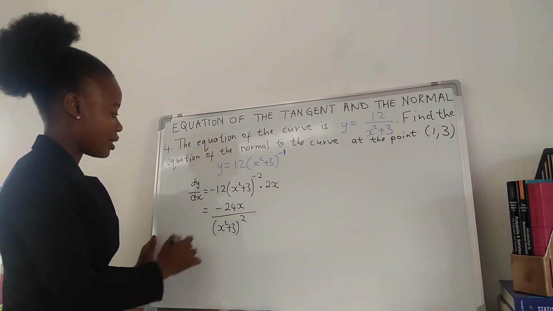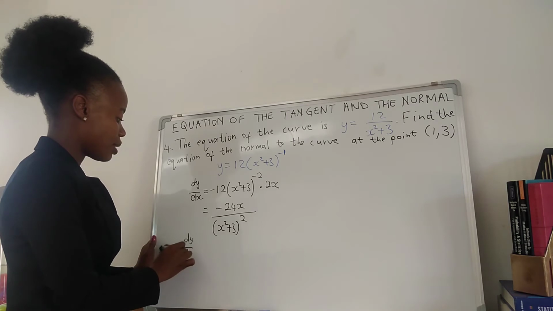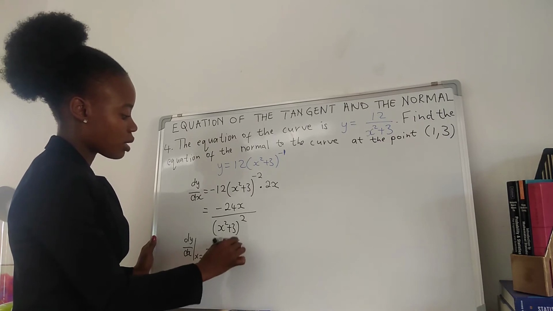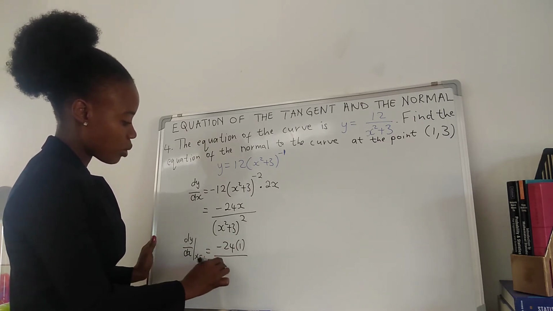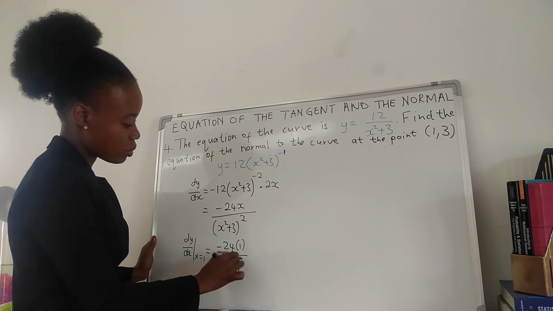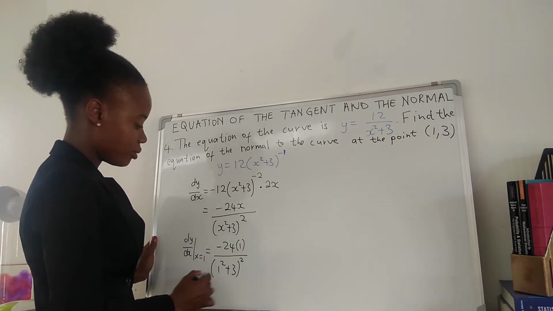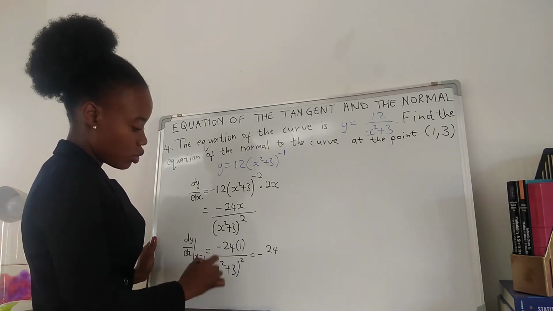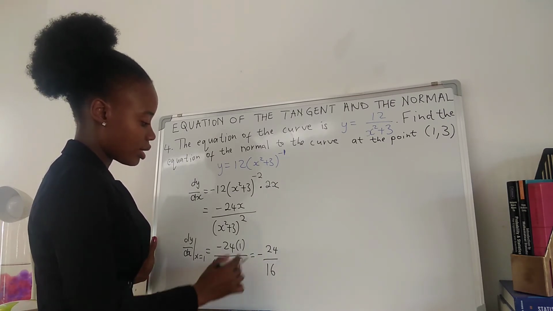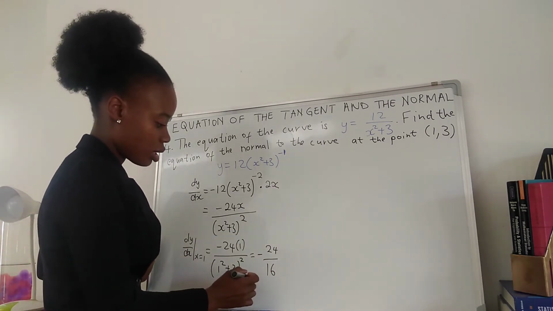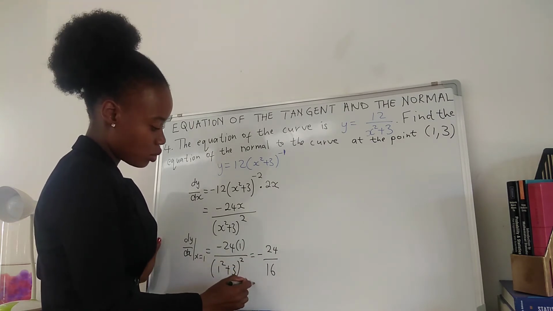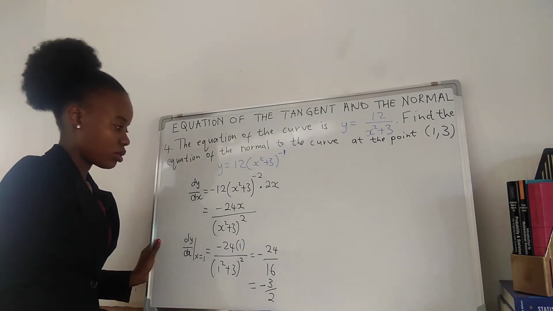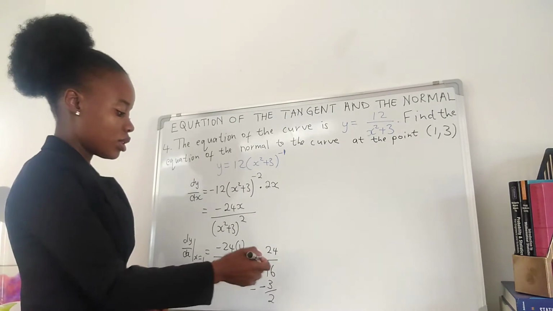Okay, now we're supposed to find the gradient when x is 1, right? Negative 24 times 1 over 1 squared plus 3 squared. So we're going to have negative 24. This is going to be 4 squared, which is 16, right? And when you simplify this, this is going to be negative 3 over 2, right? So the gradient of the curve is negative 3 over 2.